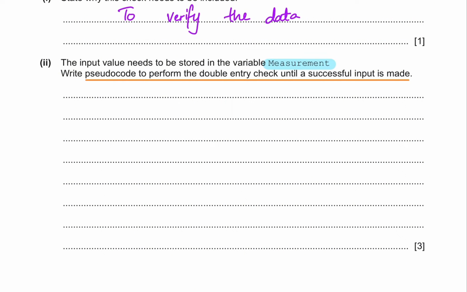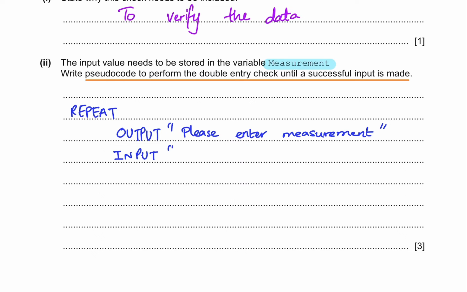First thing, you could use iteration. You could use 2 inputs and use the given variable. So the iteration is repeat. You will use a repeat until loop. You will output a message which says, please enter measurement.